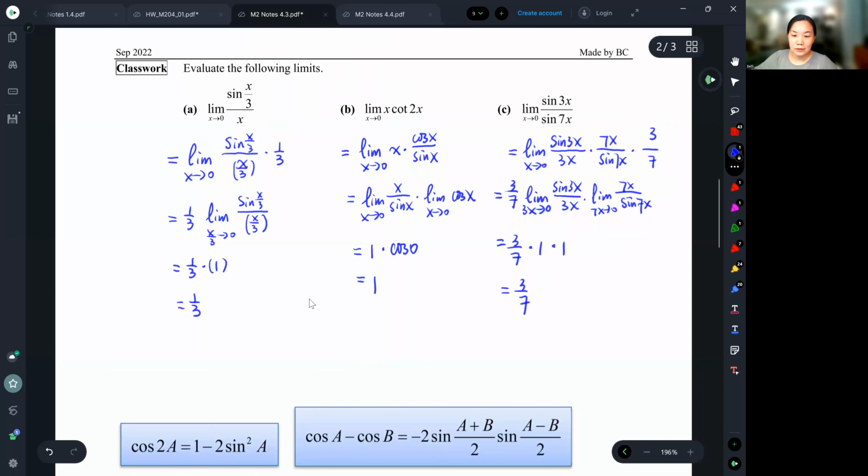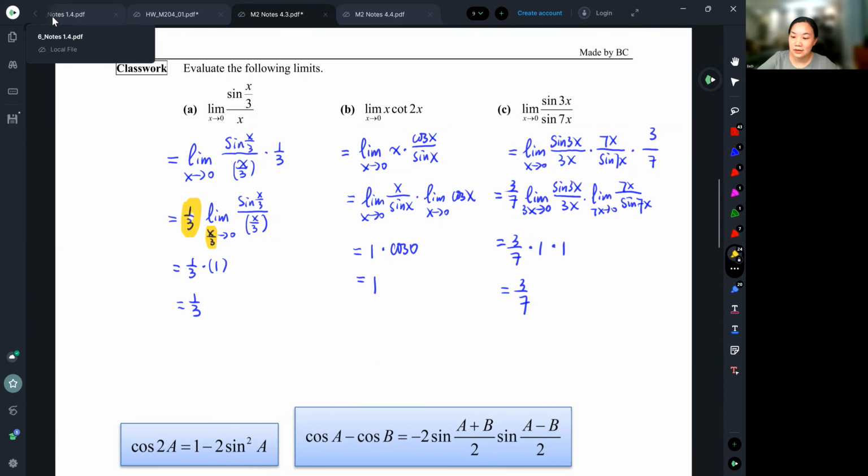Okay. Now this is the first exercise. Please check what I've done here. Now, of course, I need to create something, right? I also show the step when I take out 1/3. I also change it here. My answer is 1/3.